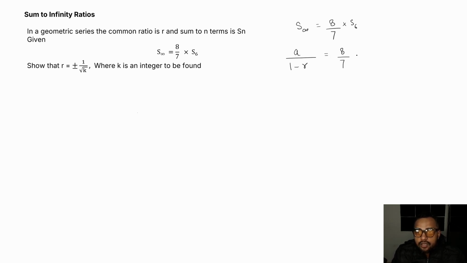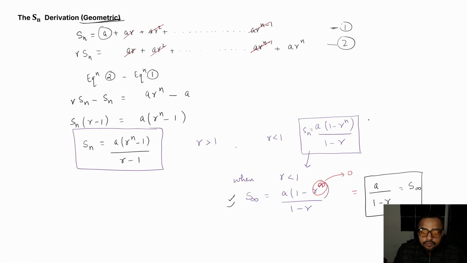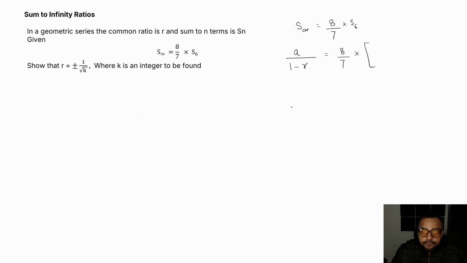So 8 by 7. Now for the sum of 6 terms, what is the formula? We can see here, this is the formula for calculating the sum of a geometrical series, and they have asked for 6 terms. So we'll replace n with 6 here. We'll get a(1 minus r^6) upon (1 minus r). We can see that this term and this term are common on both sides, so they will get cancelled out. Similarly, a is common on both sides, so it will also get cancelled.